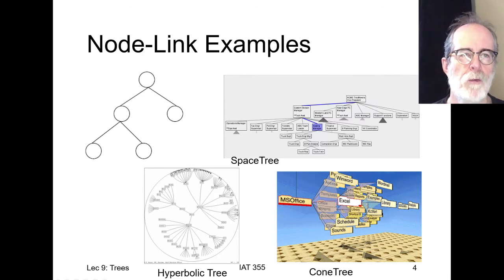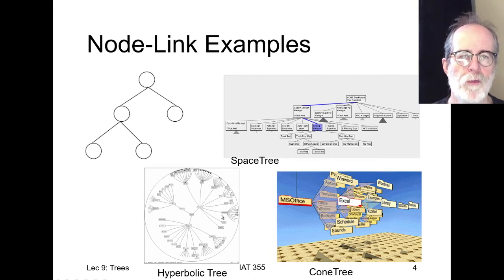So here are, once again, our node link examples. We had the simplest tree up here on the left with circle nodes and links represented as lines joining those circles. Over here is the space tree, which reallocates space when you click on a node and expand it. Down on the right is the variation on cone tree, which has a little bit more 3D affordances, a little bit more readable. And over on the bottom left here is the hyperbolic tree.